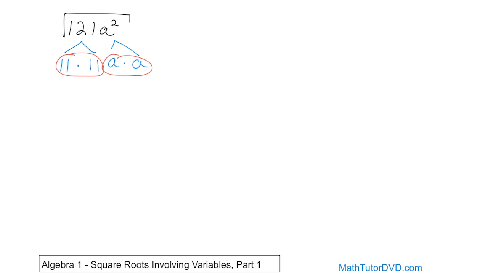So you treat it exactly as we've done all the other problems. When you see a pair, you can pull out a single item. So in this case, pull out a single 11. And we have a pair of a's, so we can pull out a single item, in this case a single a. The answer is 11a.